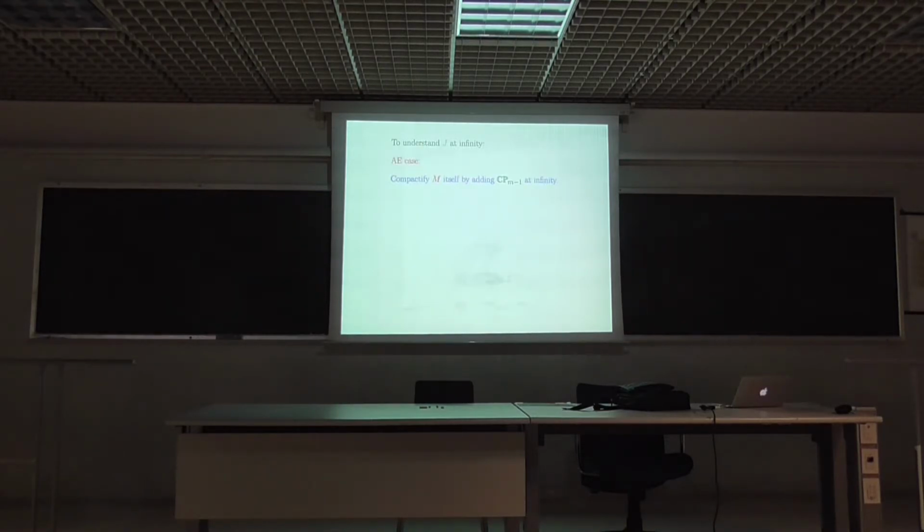So in the asymptotically Euclidean case, you can actually compactify the manifold itself by adding a CP^{m-1} at infinity. And something very interesting comes out of that. First of all, in complex dimension 2, you get a compact complex surface that contains a CP1 of self-intersection 1, and such a thing has to be a rational surface. In fact, it has to be a blow-up of CP2 at points away from a line.